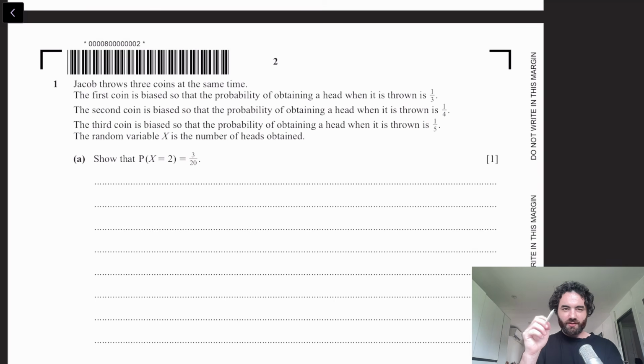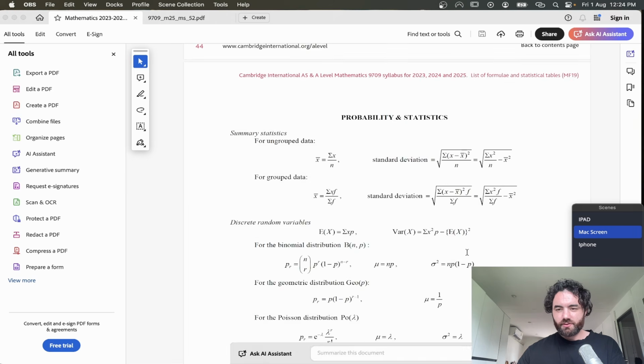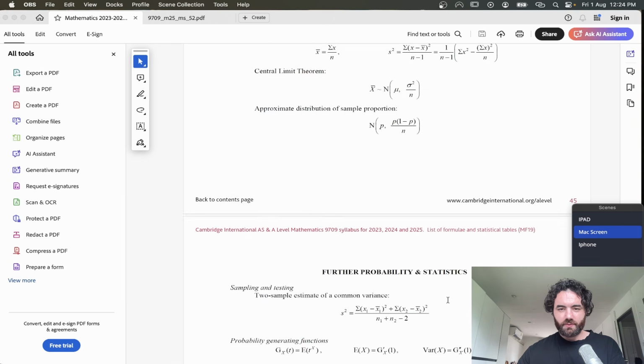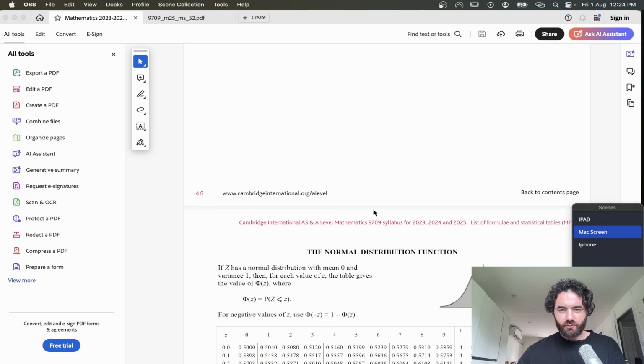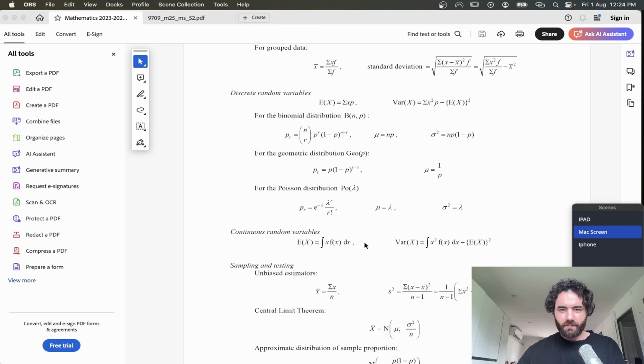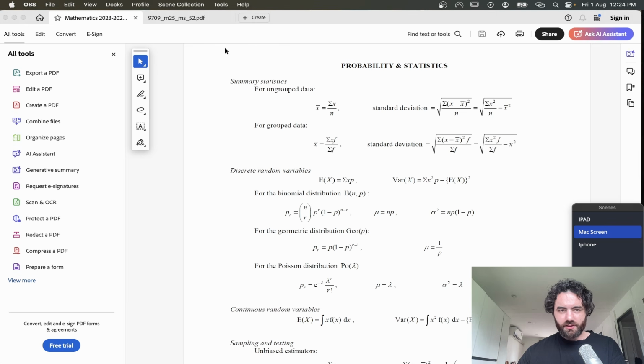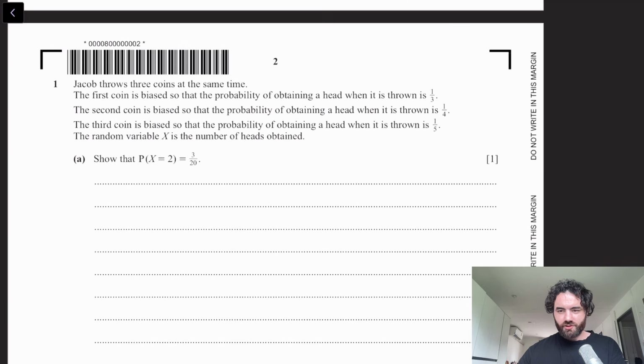I've got the mark scheme up here on my Mac screen, and also the formula sheet, the probability and statistics formula sheet. So I'll show you that. So I've got this here. These are all the formulas I guess they give you. Also got that normal distribution function, which we'll probably need, and the mark scheme as well. So I'll be checking my answers.